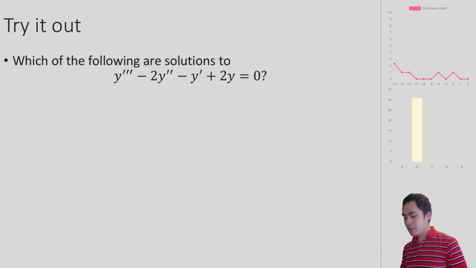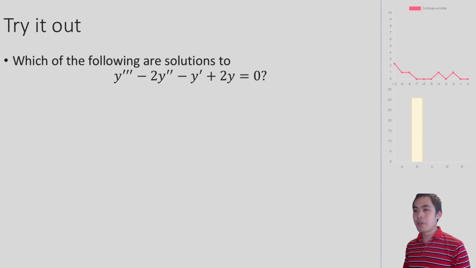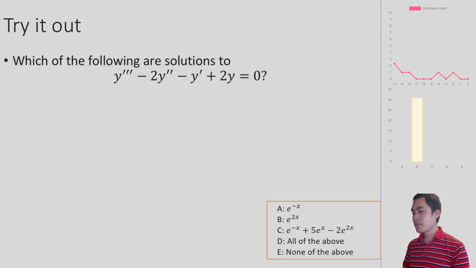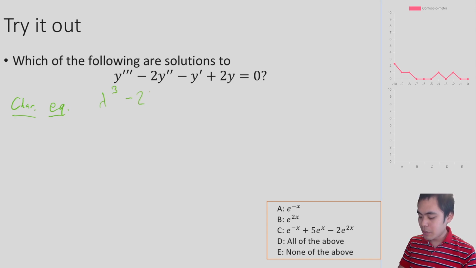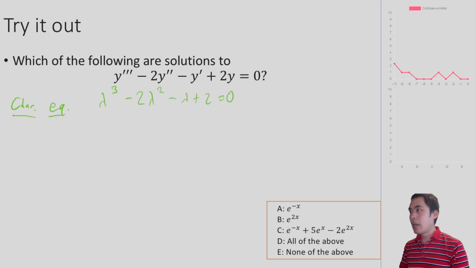Let's try it out. Which of the following are solutions to y triple prime minus 2y double prime minus y prime plus 2y is equal to 0? And let me reset the chat. Of course, the first thing you need to do is write the characteristic equation, which is lambda cubed minus 2 lambda squared minus lambda plus 2 is equal to 0. And then you're going to have to factor this out.